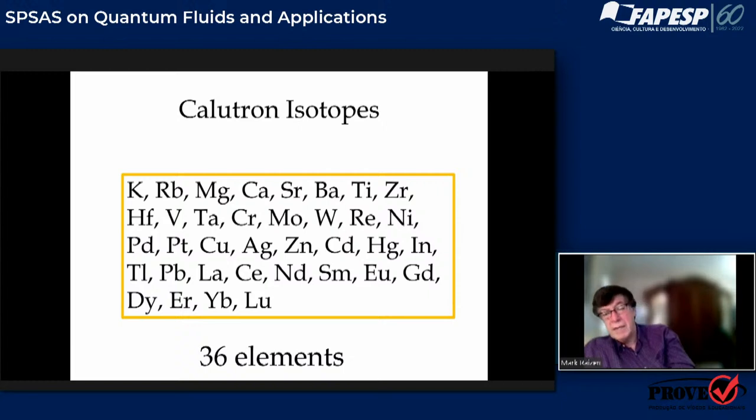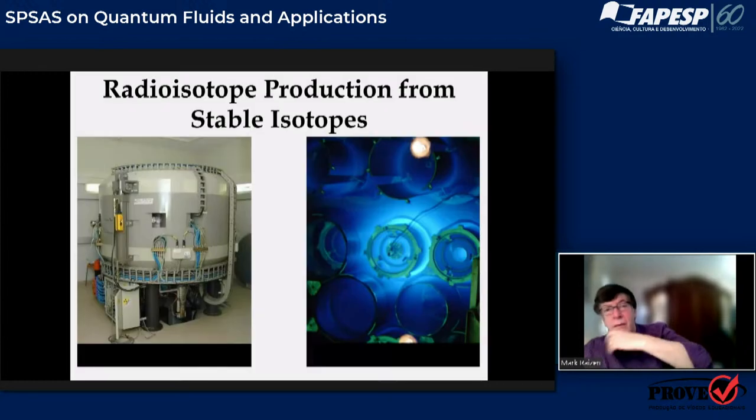Now, the calutron is used for many elements in the periodic table. I've listed here 36. There's probably more that I haven't counted, but it's useful for pretty much elements that cannot be done on the centrifuge: the alkali atoms, the alkaline earth metals, the lanthanides, what we call rare earths. So many, many elements, and probably many more that I haven't even listed. So it is a general purpose machine.